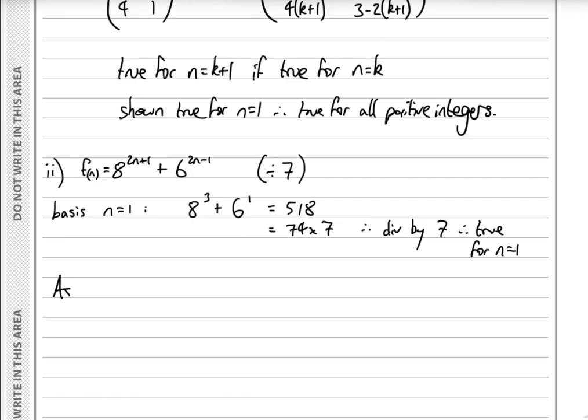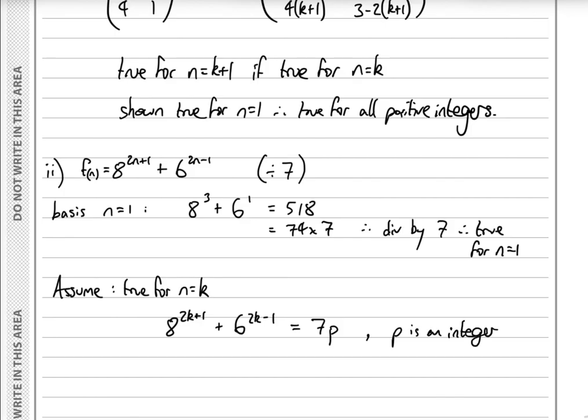Then our assumption, true for n equals k. So what I'm going to write here is 8 to the 2k plus 1 plus 6 to the 2k minus 1 can be written as 7 times p, where p is an integer. And that shows that the number is divisible. Like I've got here, 7 times 74. 74 is an integer, therefore the divide by 7 is true.